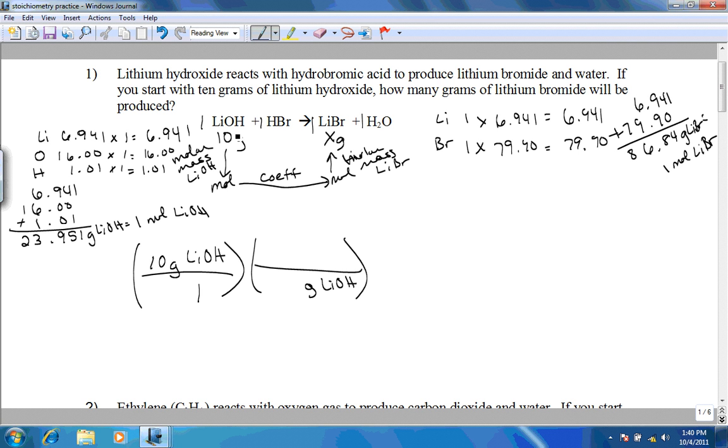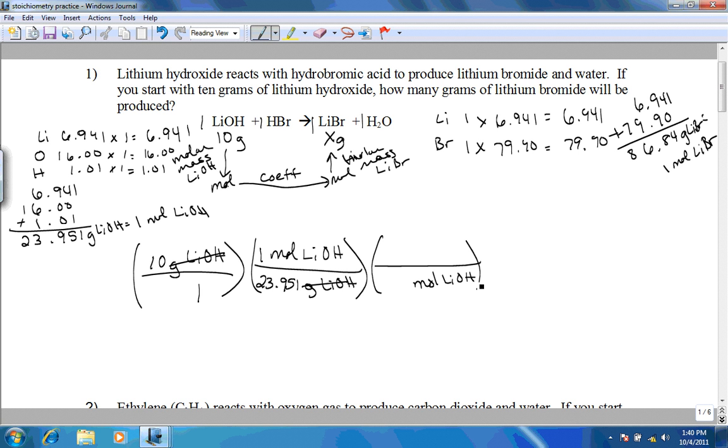To get from grams to moles, we're using molar mass, which is right here. And look at grams, 23.951 goes with grams, and that is equal to 1 mole. So that's going to go on top. The grams of lithium hydroxide now cancel. We have moles of lithium hydroxide on the top, which means we're going to put moles of lithium hydroxide on the bottom of the next one.